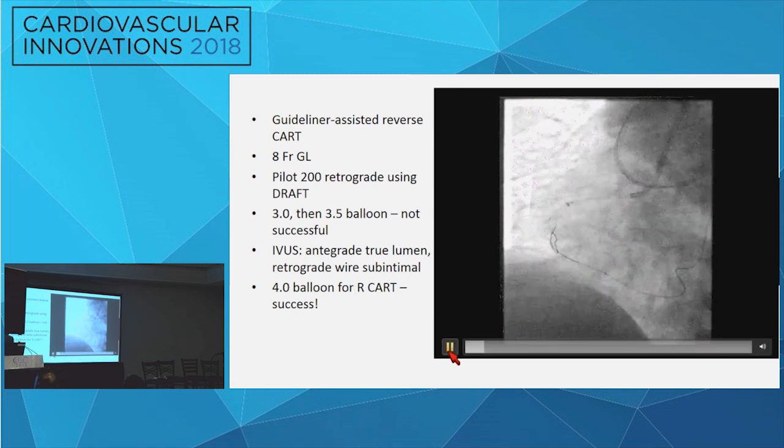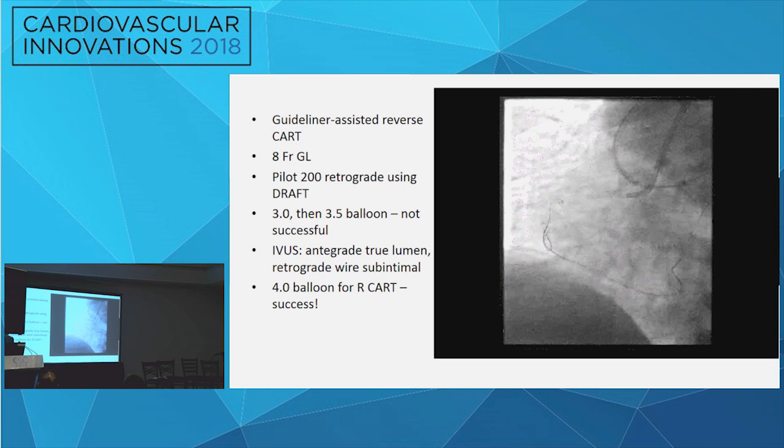So at this point, what we decided to do was perform a guideliner-assisted reverse CART. As my previous presenter mentioned, this is a two-handed reverse CART. So what we basically have is an 8 French GuideLiner, and we switched for a Pilot 200 guide wire retrograde. Initially, we used a 3.0 and then a 3.5 balloon.